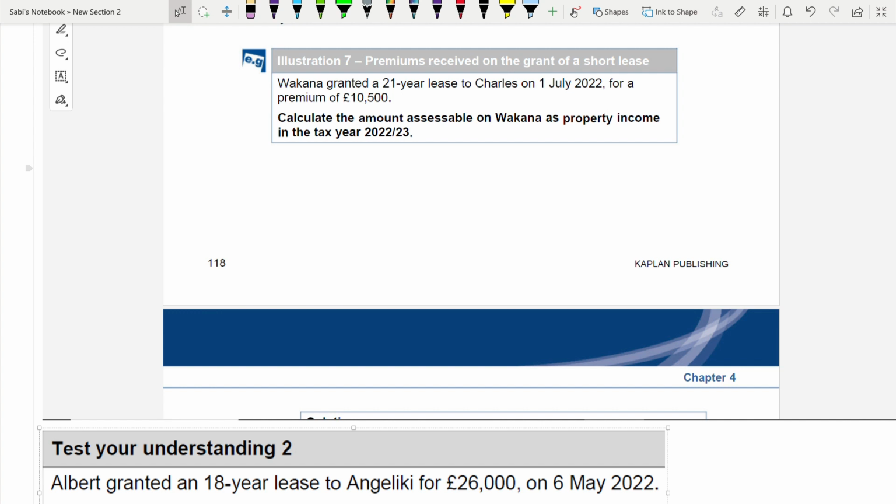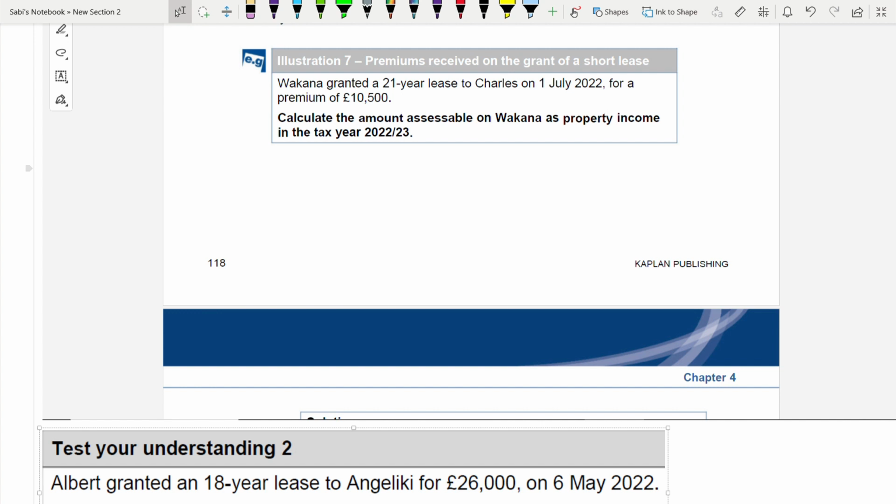Now, we are going to do two questions, illustration 7 and test understanding 2. After that, we are going to move on to the third part of this lecture, that is furnished holiday accommodation. So illustration 7, you have to calculate property income. Remember, your leases also come under property income. Why? Either you could buy the property and sell, or you could even lease your property. That's why lease premium also comes under property income.